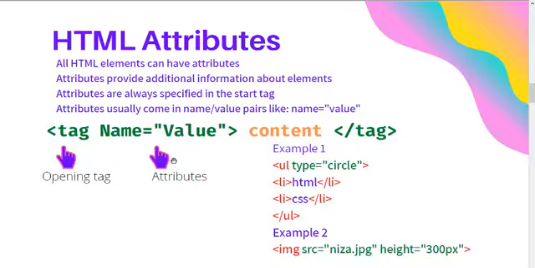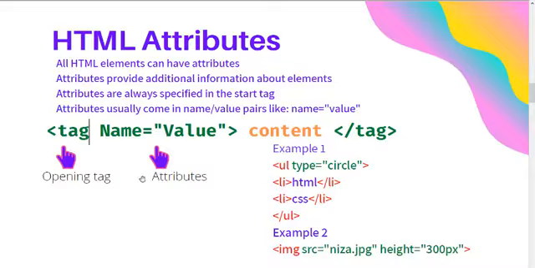You always put attributes in the opening tag, and they usually come in name value pairs. So you have an attribute name and an attribute value, attribute name and attribute value. For example, you have an attribute of type and the value is circle. You have an attribute of src and the value is nisa.png. You have another attribute of height and the value is 300 pixels. So we're going to just take care of that real quick.